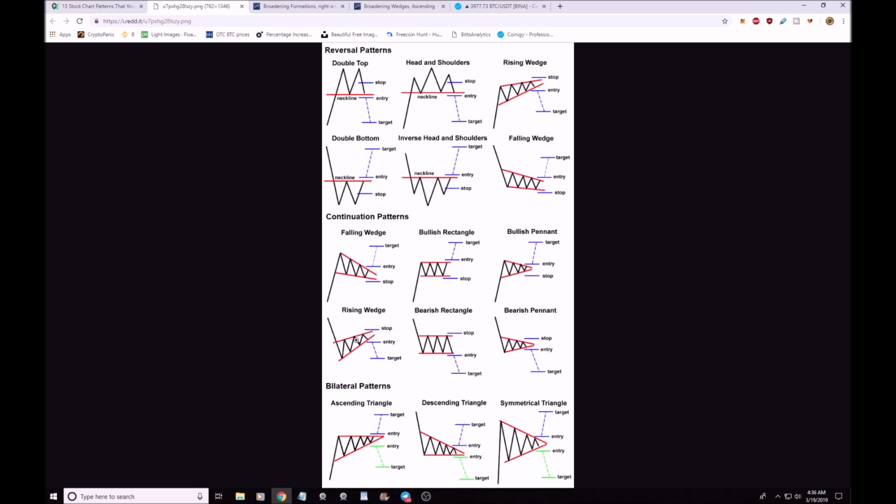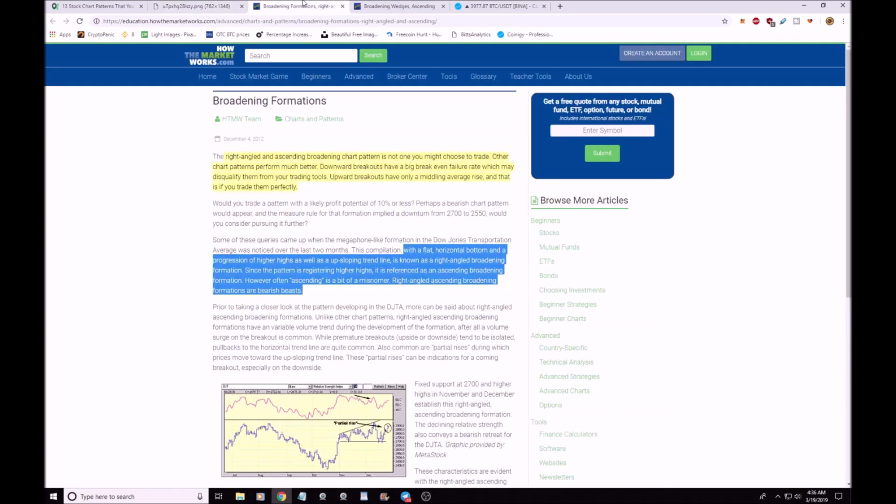Bearish pennants, probably won't be trading a lot of these. Ascending triangles could technically go either way. Descending triangles, symmetrical triangles as well, and it shows you the targets and the entry. Obviously, the breaks to the downside, we're not trading those.